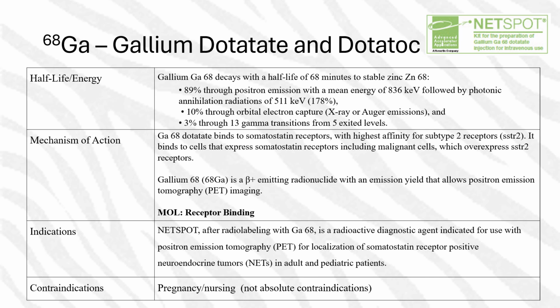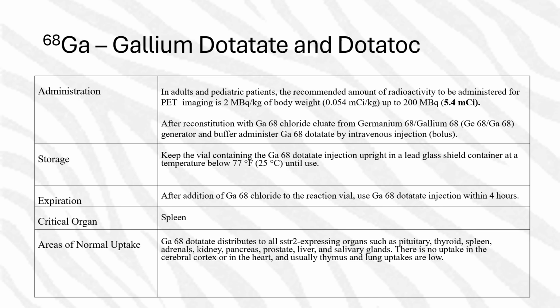And then contraindicated, of course, in pregnancy or nursing. This is not an absolute contraindication. So if the patient does need to have the imaging while they are pregnant or nursing, they can do that, but precautions would need to be made for that. It is administered intravenously, and the typical dose is about 5.4 millicuries. And there is a calculation there for weight-based dosing.